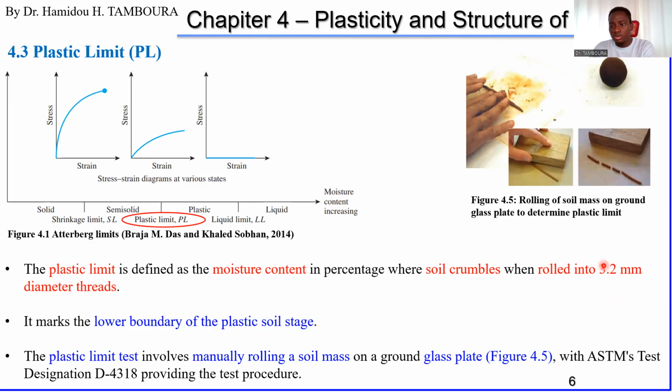Please remember that it should be 3.2 millimeter. If your soil is too wet, with too much water in the soil, you may be able to obtain threads even smaller than this. But if there is less water, the soil will crumble even before this size, I mean at a diameter higher than 3.2 millimeter. This is the American standard, but I think all standards are about the same for the plastic limit test. All standards are almost saying the same thing about this test.